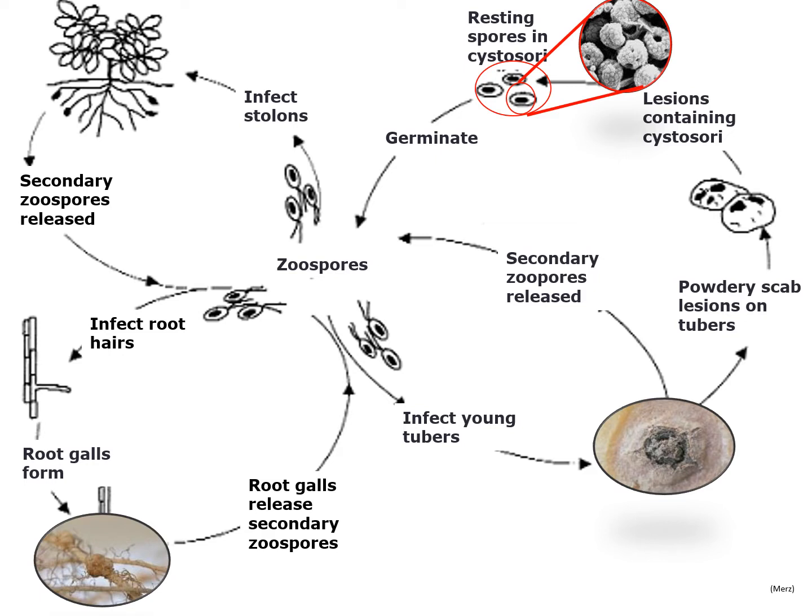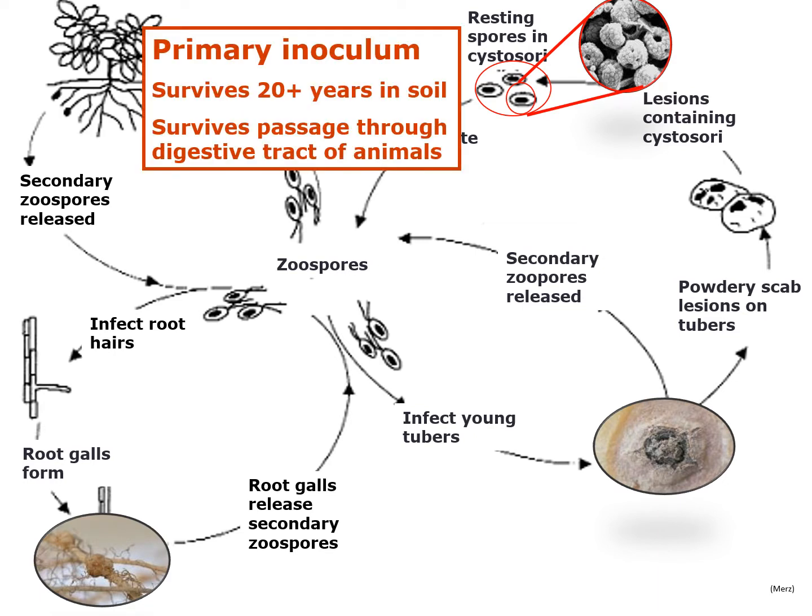I always like to start with initial inoculum. In the case of Spongospora, the initial inoculum is in the form of resting spores, which are found in cystosori, also known as sporosori. This primary inoculum is very resilient to any kind of control measure and even to degradation in the soil, and can survive up to 20 or more years in the soil. These cystosori also survive passage through the digestive tract of animals, which makes them highly resistant. And of course, this also poses a problem to growers who feed their contaminated tubers to animals which later graze on potato fields.